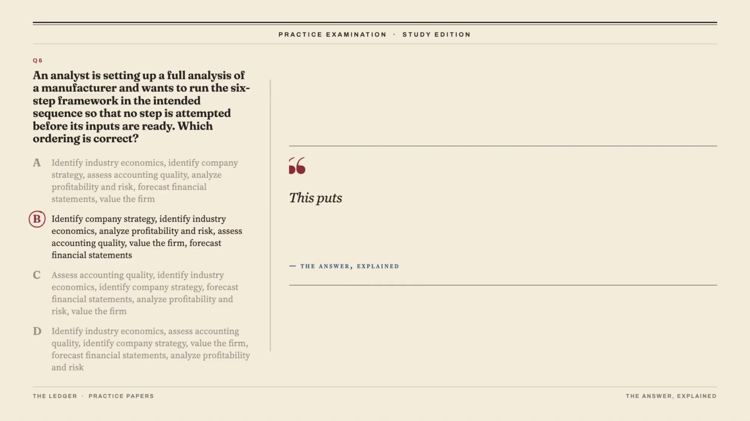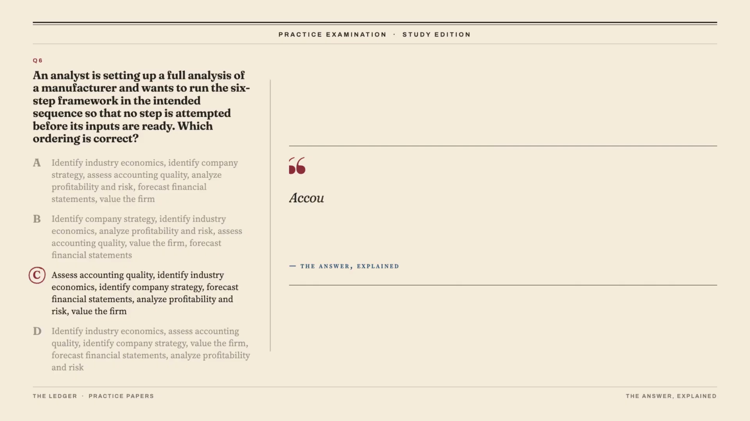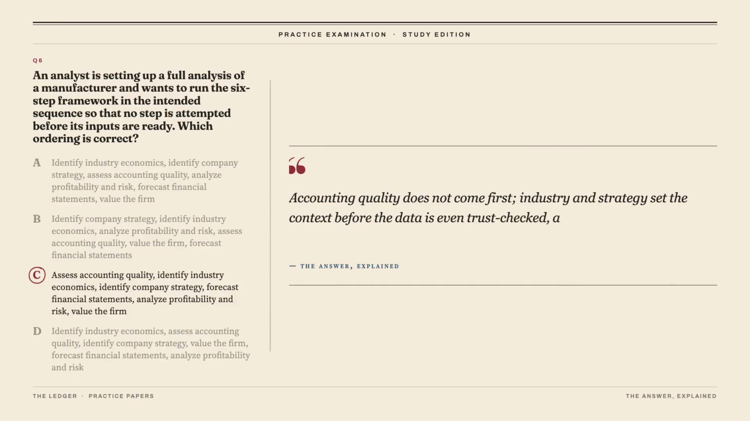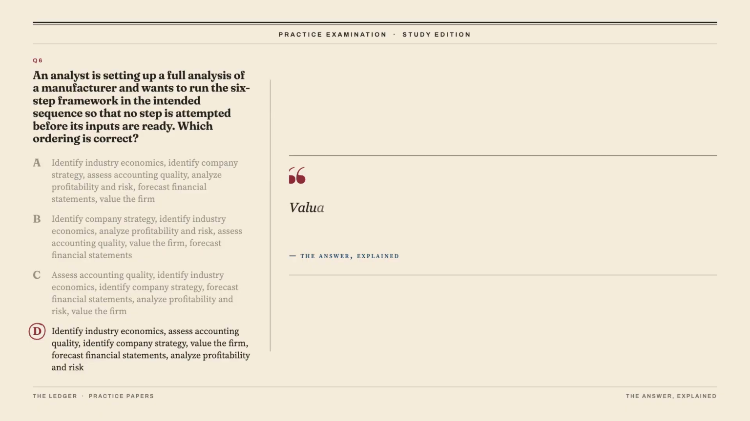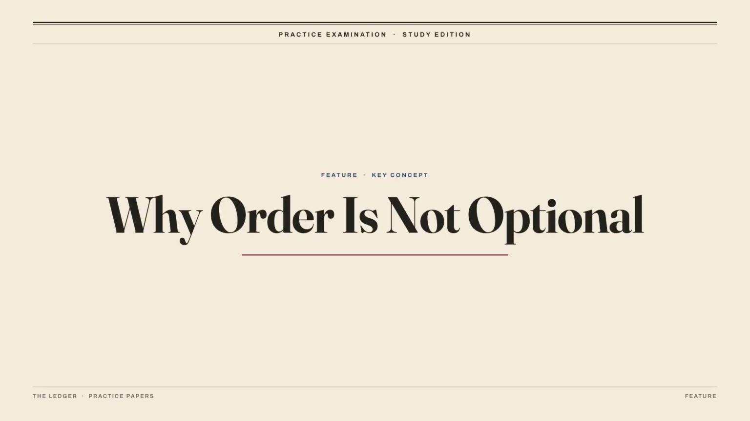B is wrong because this puts strategy before industry and valuation before forecasting, both of which reverse the required dependency order. A firm cannot be valued before it has been forecast. C is wrong because accounting quality does not come first. Industry and strategy set the context before the data is even trust-checked, and forecasting cannot precede profitability analysis. D is wrong because valuation and forecasting are placed far too early and in reverse order, and strategy is separated from its correct second position.